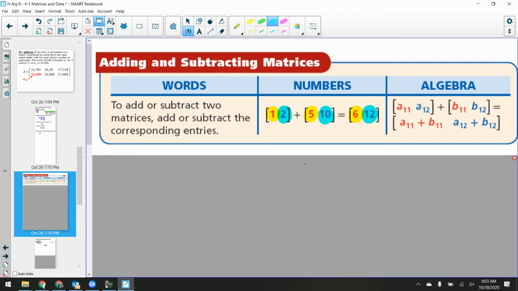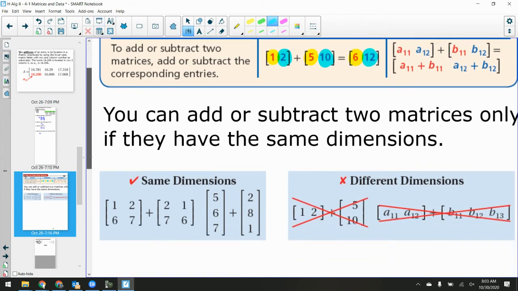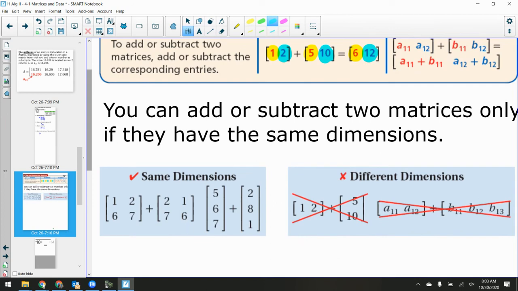So the issue with that is, what happens if the dimensions don't match? Well, you can't add or subtract them. If the dimensions do not match, you cannot add or subtract. So for example, I can add or subtract these ones. It's a 2 by 2 and a 2 by 2. The answer would have been 3, 3, 13, 13. You can add these. You cannot add or subtract these. This is a 1 by 2 plus a 2 by 1. This is a 1 by 2 plus a 1 by 3. I can't add or subtract those. You have to have the exact same dimensions to add or subtract them.